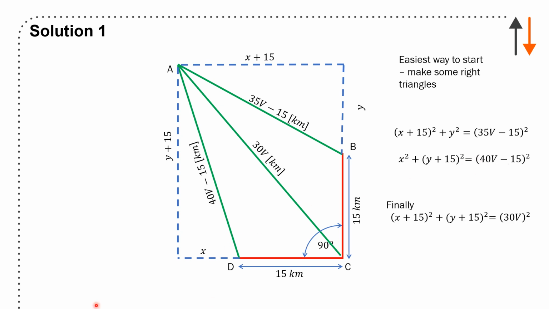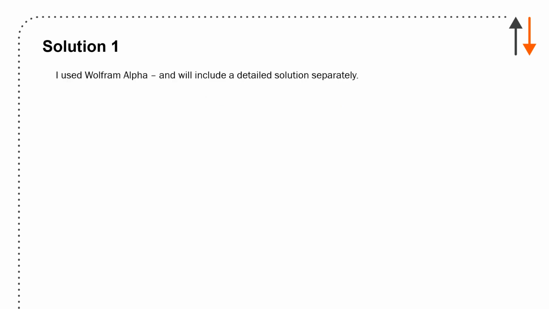Now, the only other thing you can do is recognize that this distance is part of a triangle, and this distance is part of a triangle. And so (x plus 15) squared plus (y plus 15) squared equals (30V) squared. So you now have three equations and three unknowns: x, y, and V. I will admit that I use Wolfram Alpha. I didn't really want to go through all of this, but if you want the detailed solution, I will try and include it. Just have to figure out what kind of web drive I'll use.